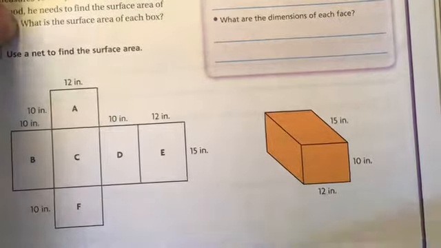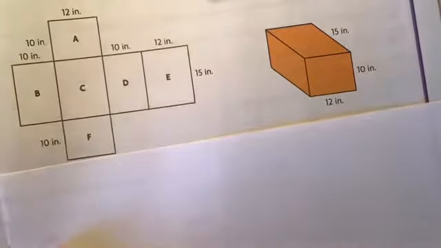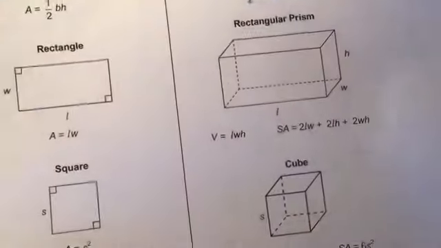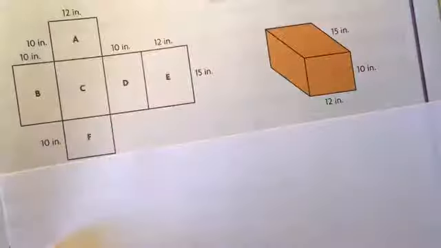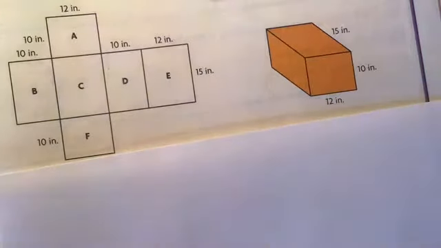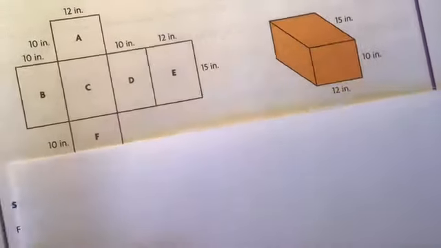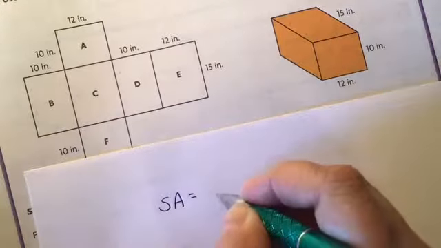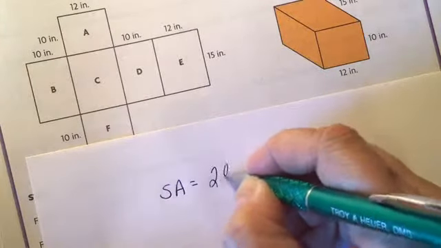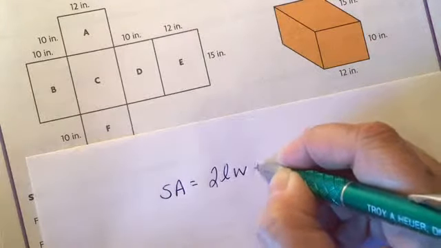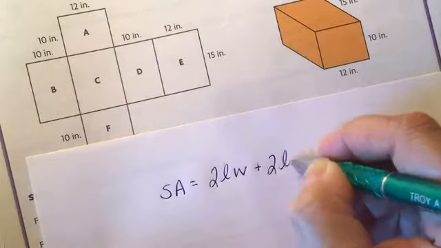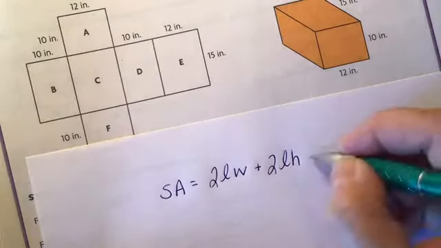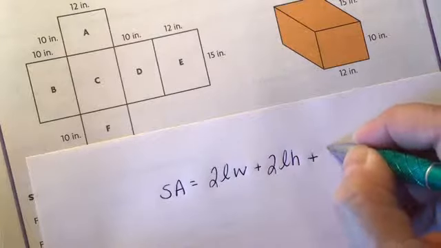So I'm going to copy the formula from my sheet right there onto my page. Okay, so surface area, SA, equals 2LW plus 2LH. And remember, that all means times when nothing is shown, plus 2WH.